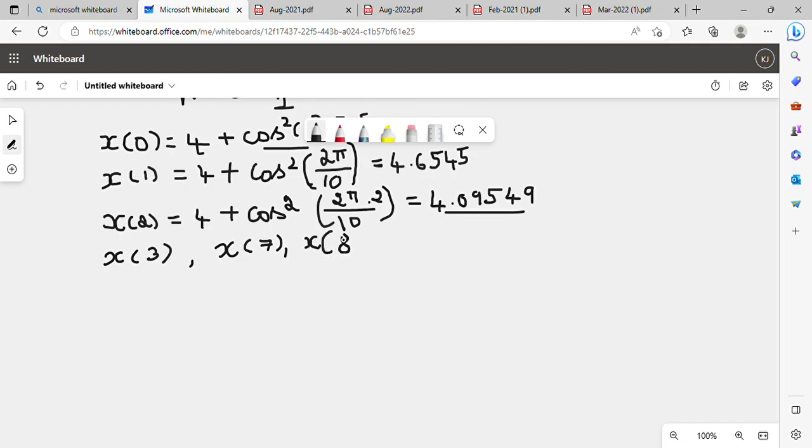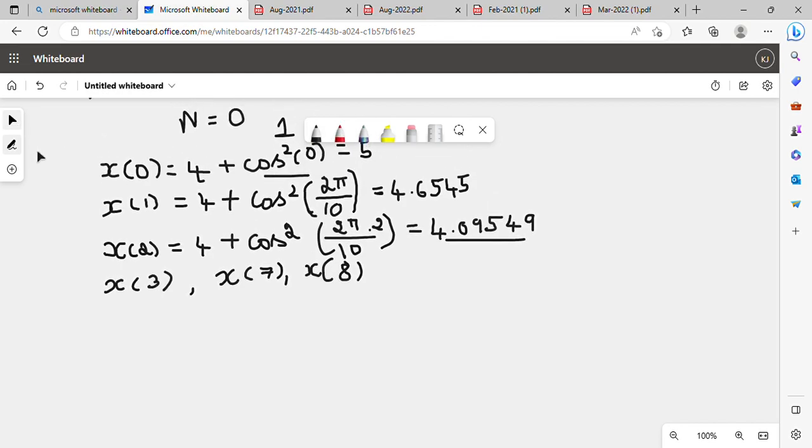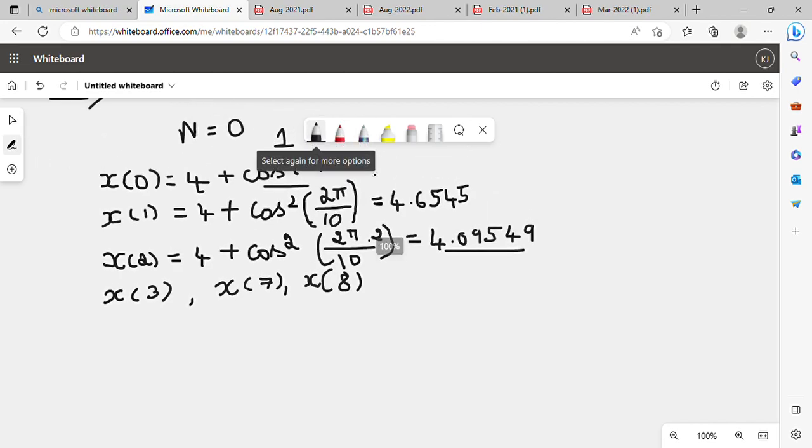You are going to write 4 plus cos square 2 pi into 3 by 10, 4 plus cos square 2 pi into 4 by 10, like that, right? X of 8. And now here 5 is having this 5. Just a minute, I'll just push it up. So which other is having a 5 is that x of 5. So x of 0 and x of 5 will have the value of 5. And this value will be taken by x of 4, x of 6 and x of 8.